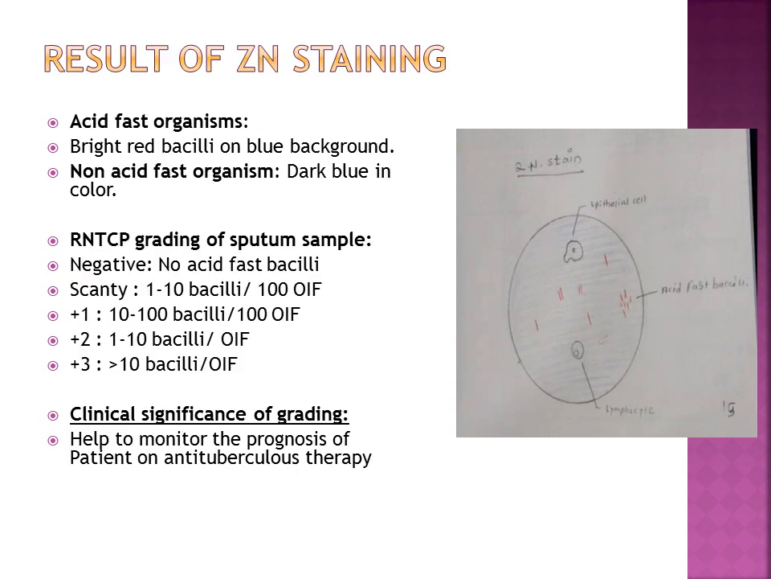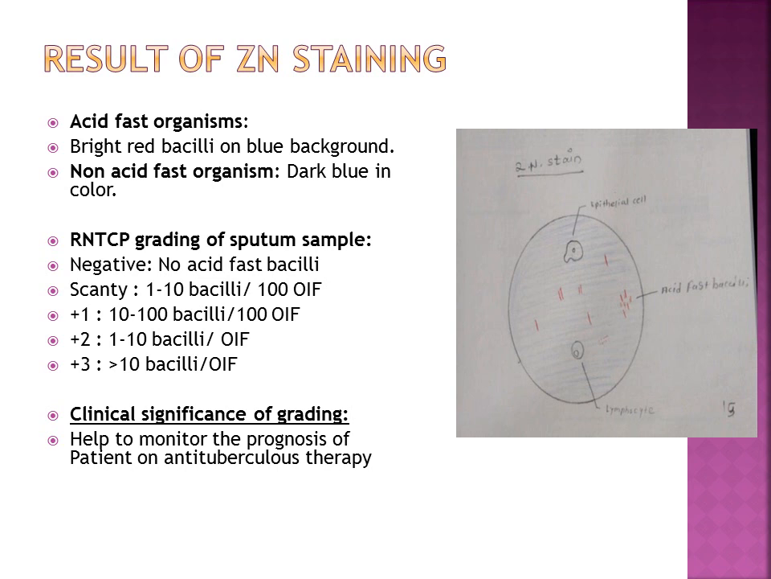After the ZN staining is complete, the result or observation: the acid-fast organisms are seen bright red in color. Acid-fast means they are resistant to acid treatment, so the carbol-fuchsin color remains, which is pink or red in color, and the counter stain is methylene blue, so the background is blue in color. And non-acid-fast organisms, other than mycobacteria, like staph, strepto, E. coli, klebsiella, or other organisms or other cells like lymphocytes, neutrophils, or epithelial cells, appear blue in color.